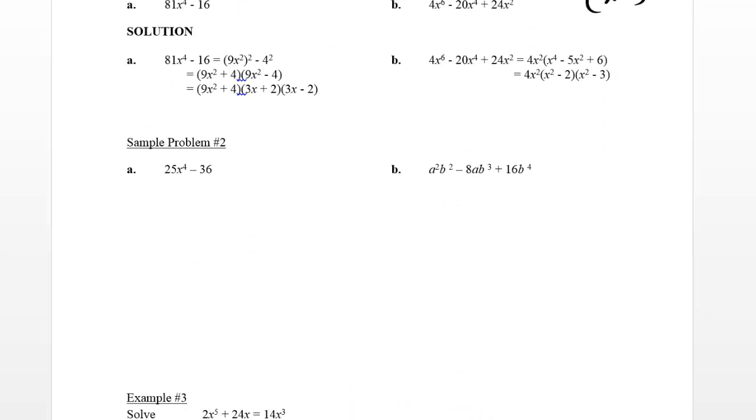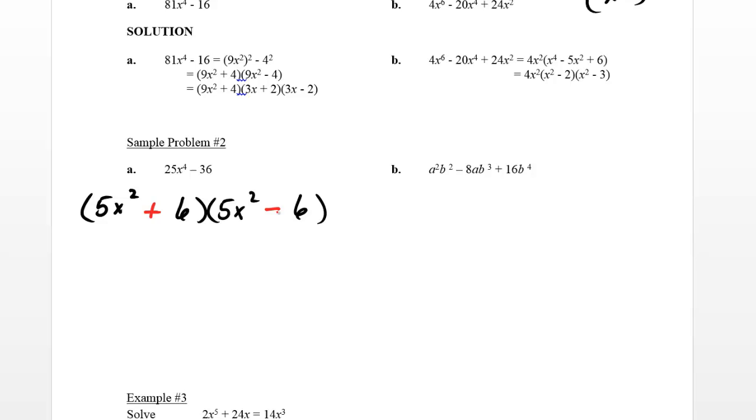On sample problem 2, what we have here is technically a difference of squares. 25 is a perfect square, x to the fourth is a perfect square, and negative 36 is a perfect square. So it's just like when we had difference of squares, we would break up each individual part. So we can see here 25x to the fourth will break up into 5x squared and 5x squared. 36 will break up into 6 and 6, and then since it was a difference of squares, that means we're going to have different signs.